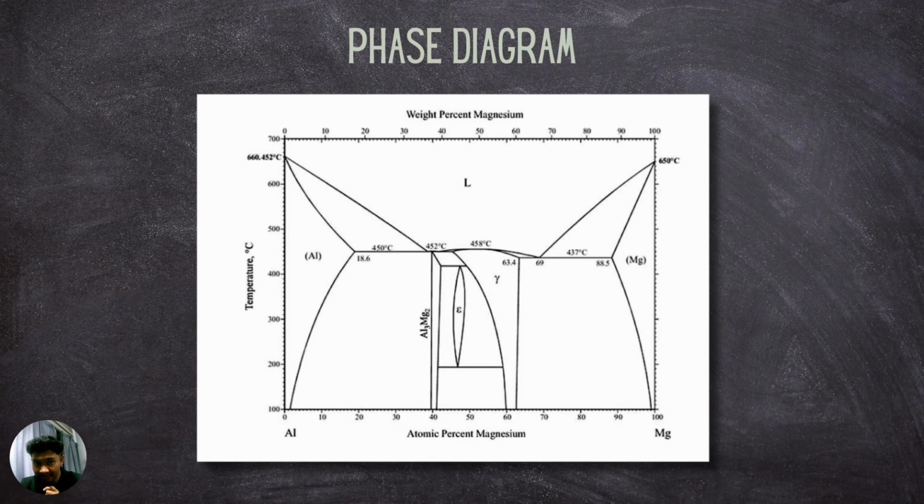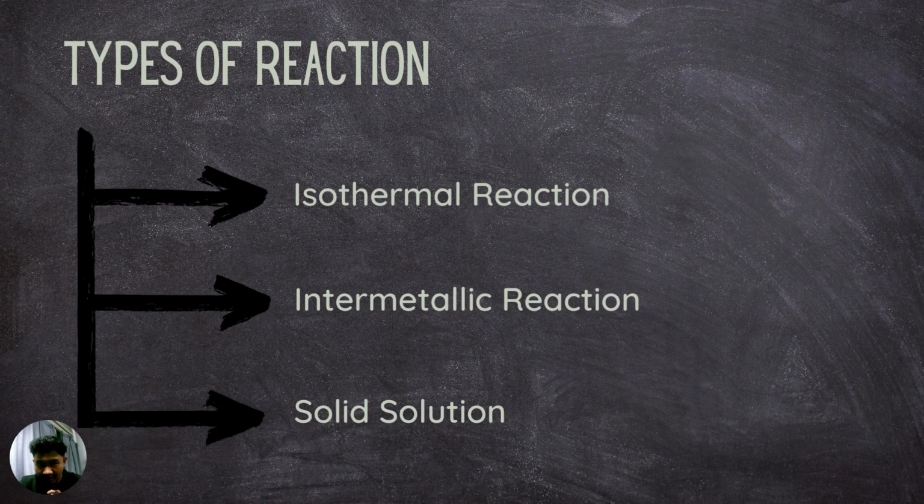We will discuss the phase diagram. So this is our group's phase diagram, magnesium aluminium alloy. We can see it on the screen. There are three types of reaction: isothermal reaction, intermetallic reaction, and solid solution.